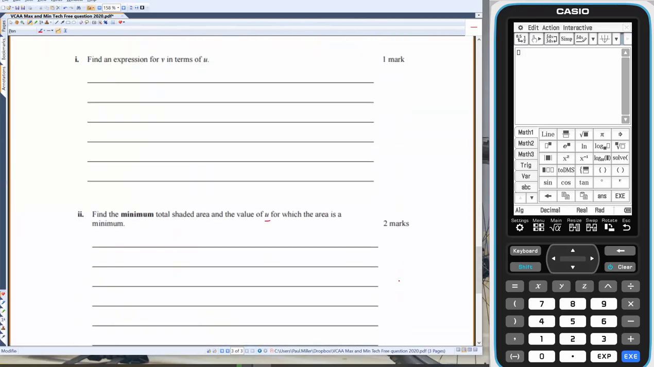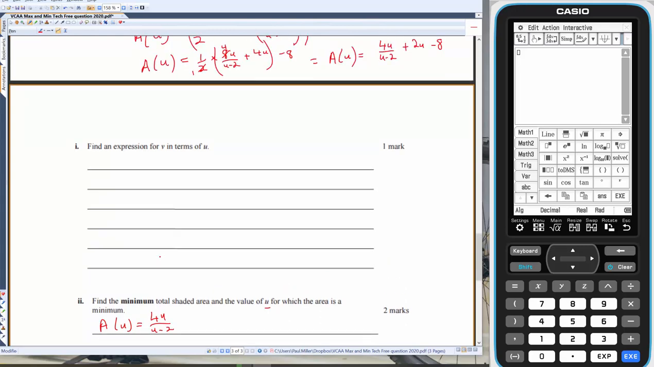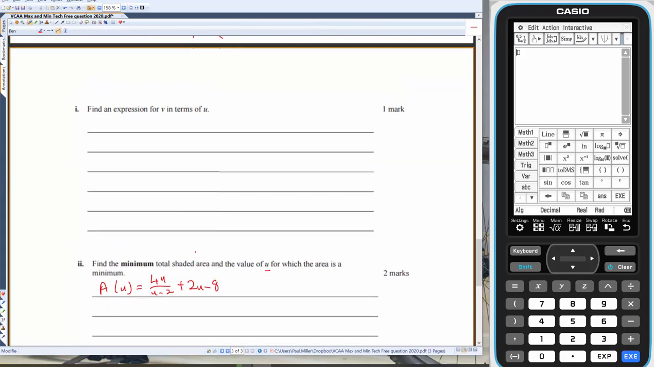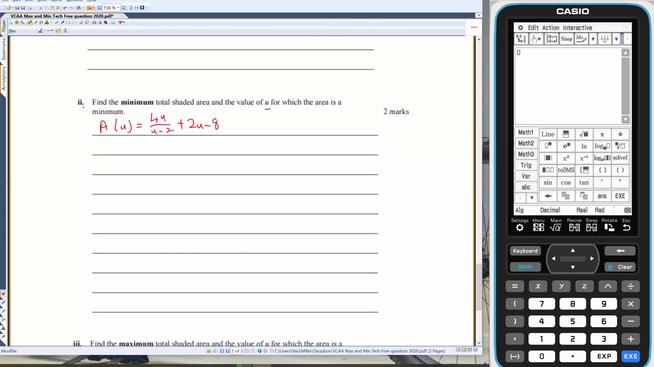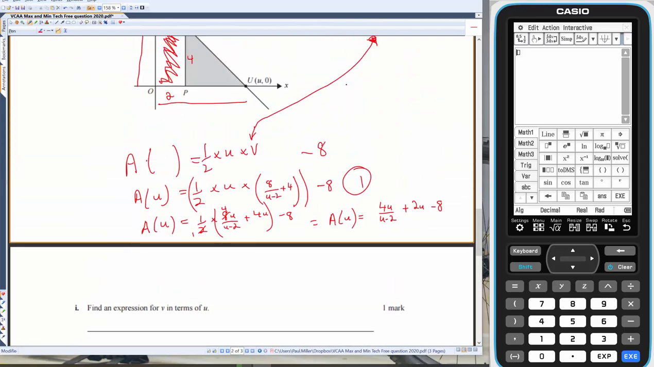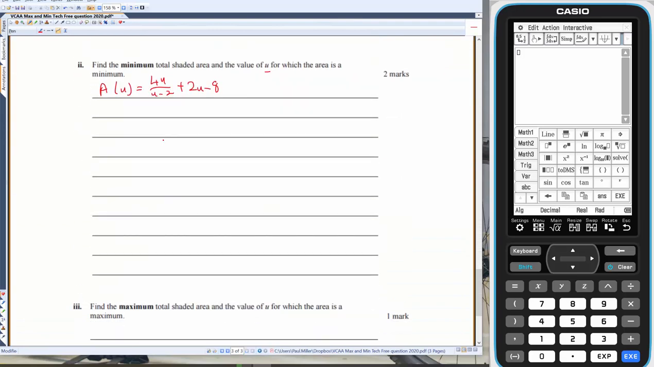All right, so I'm just going to copy that function in, which is a of u equals, what was it? 4u over u take 2 plus 2u take away 8. Okay, so all that working out that I've done there and scribbled there, that needs to be in this section here. It needs to be clear that this is the answer to part 2. So you can't be doing working out all over the joint. I hope you understand why I've done that: I needed the graph to do that working out. Okay, anyway, let's get cracking on.